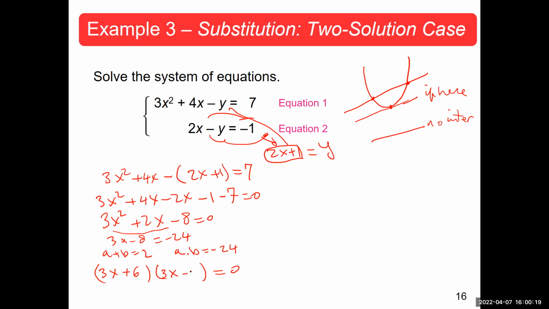negative 4. So 6 multiplied by 4 is 24, negative. 6 minus 4 is 2. So this way, now I have two solutions.